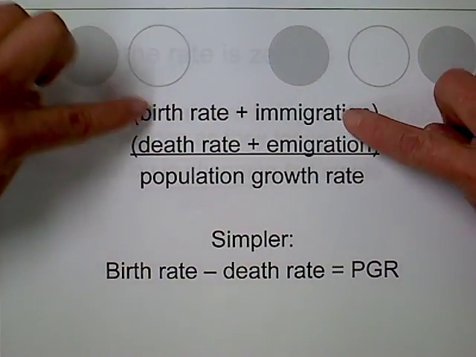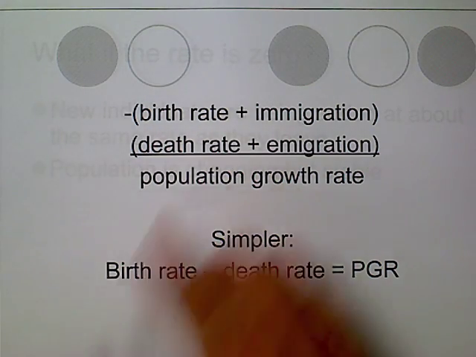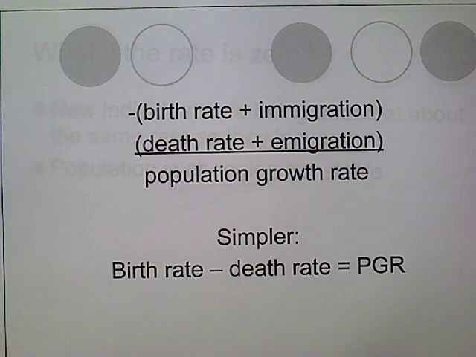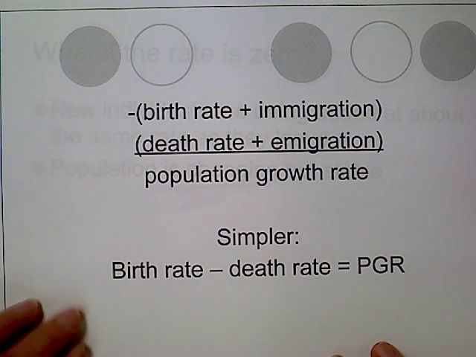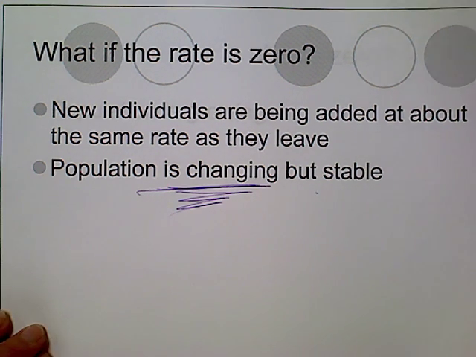We take our birth rate and our immigration, which would be all the organisms that are coming in, and add them together. You take your death rate and your emigration, all the organisms that are leaving, and you subtract them, and that gives you your population growth rate. If your growth rate is 0, then that means the number of organisms coming in and the number of organisms leaving are going to be about the same. It does not mean that all of a sudden numbers just stop.